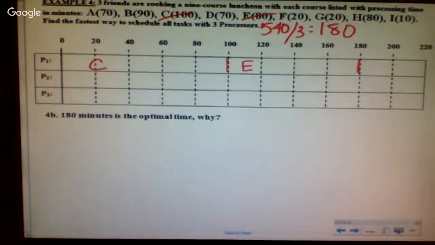BDF. I can see how this would come in handy if you're running a business, of some sort, like a factory business. You said what? BDF. Or BHI. BHI works exactly. I said BDF first. B, D, and F also works. Okay. So B takes me to 90. D takes me to 160. And F takes me to 180.